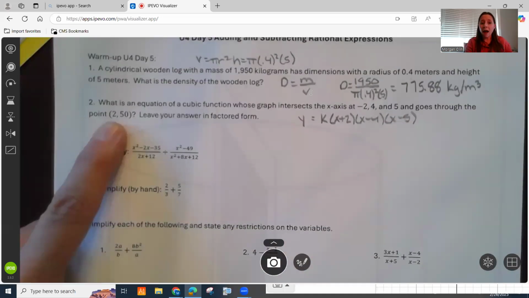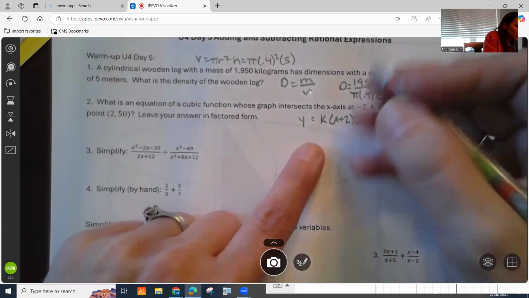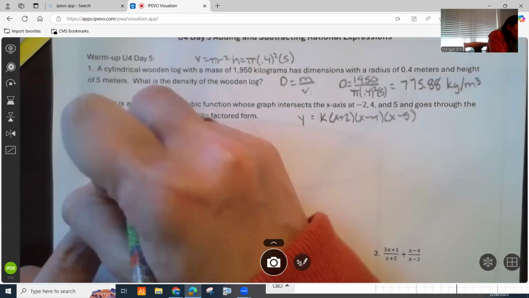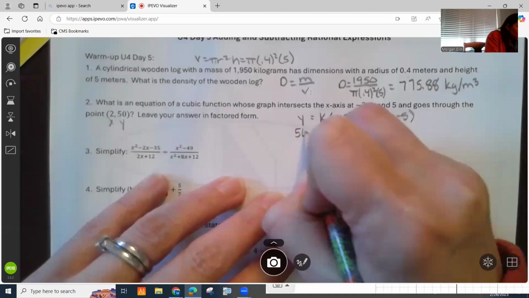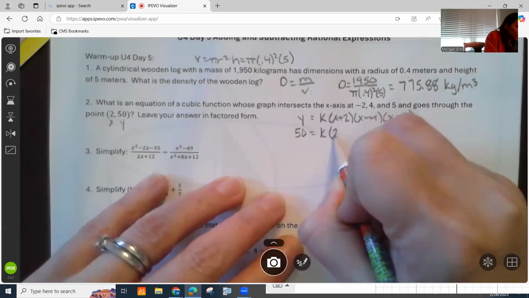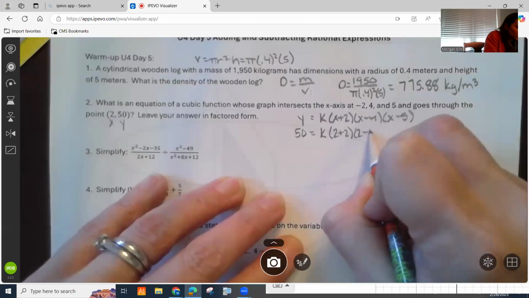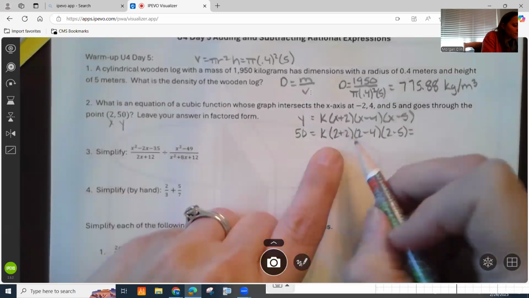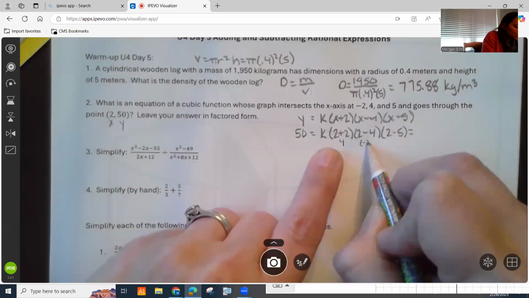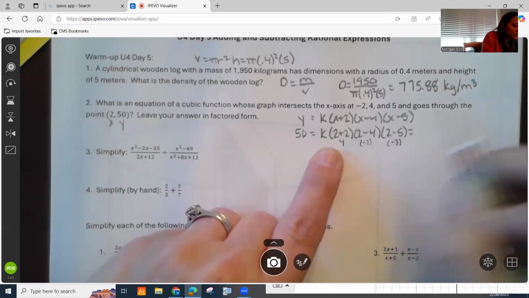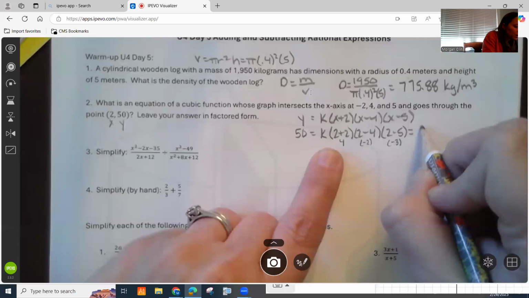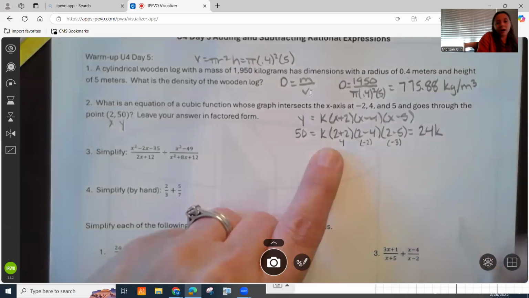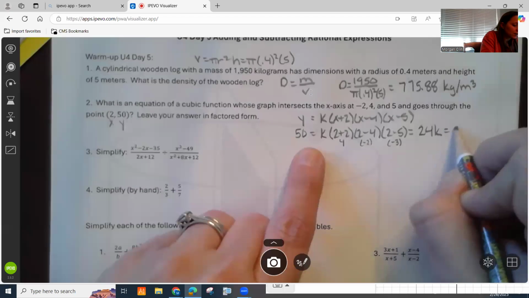If they were giving you a graph, you would want to look at maybe the y-intercept, as long as it's not 0, or another point on there. Okay, so here we go. We're going to plug in 2 for x and 50 for y. So 50 equals, we're going to leave the k there because we're going to solve for k. So I'm plugging in 2 for x. What this leaves us with is that's going to be a 4 right there. That's a -2, and this is a -3. So what is 4 times -2 times -3? Well, it's 24. So we get 24k equals 50.